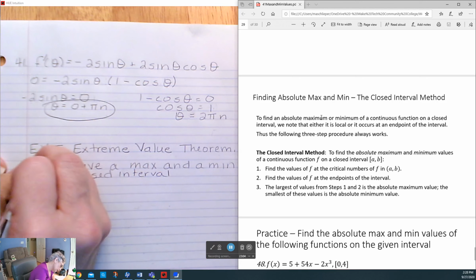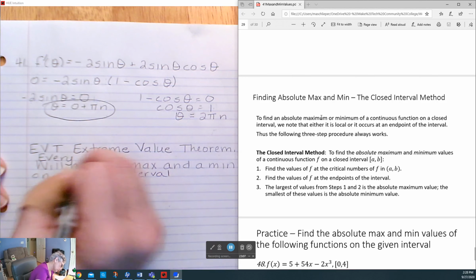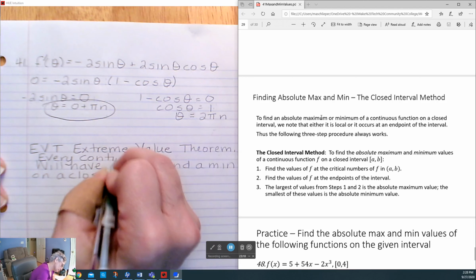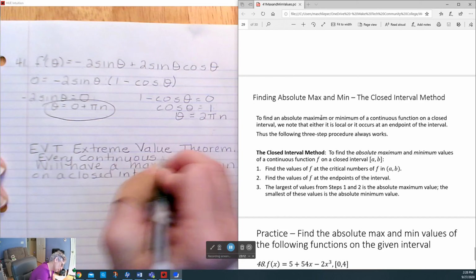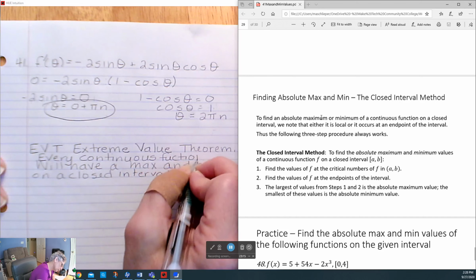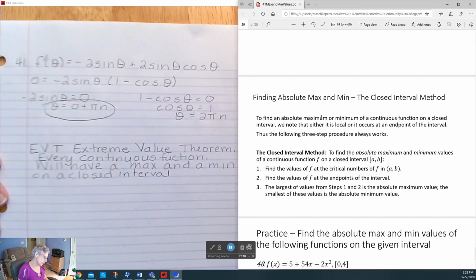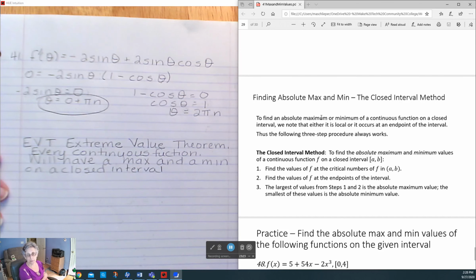I'm going to put that up here. Every continuous function will have a max and a min on a closed interval. Absolute max and absolute min. So first thing you do is you find critical numbers that live in the interval. Then you find the values of f at the endpoints and the values of f at those critical numbers. And then you just pick the biggest and the smallest. Easy peasy.